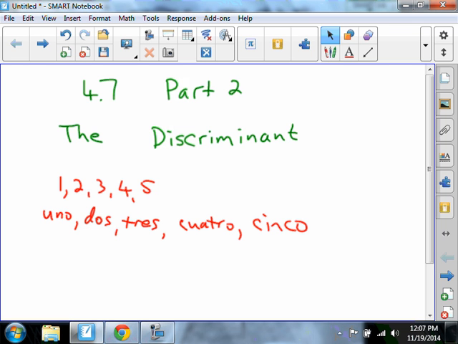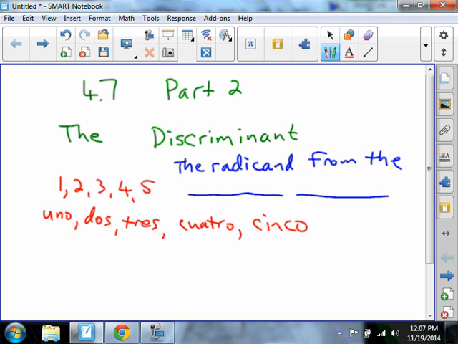So the discriminant is simply the radicand from the something something. It's the radicand from the something something. Now, in this particular class, we haven't officially talked about the something something, but I bet that some people in here could guess what that is. The quadratic formula. Yeah, it's the radicand from the quadratic formula.